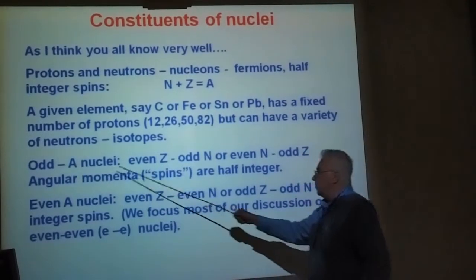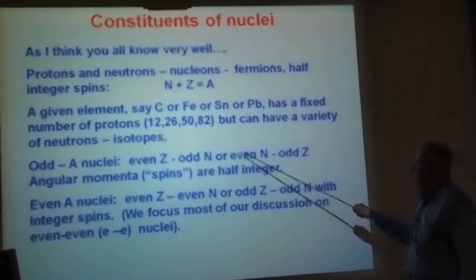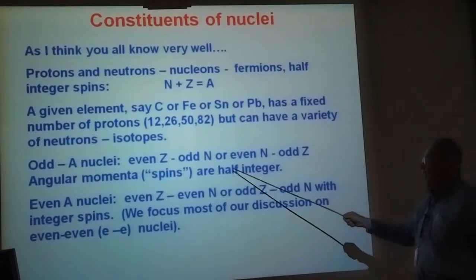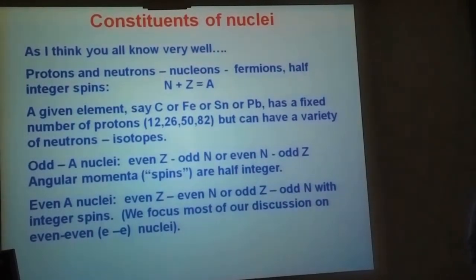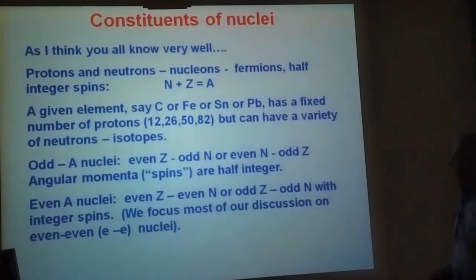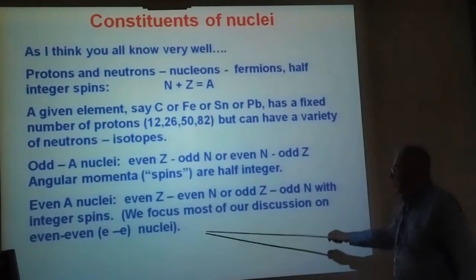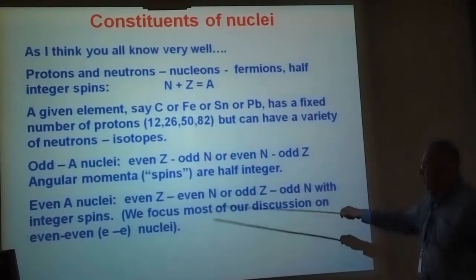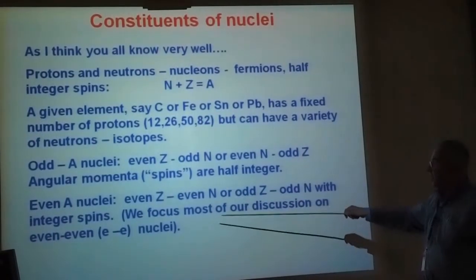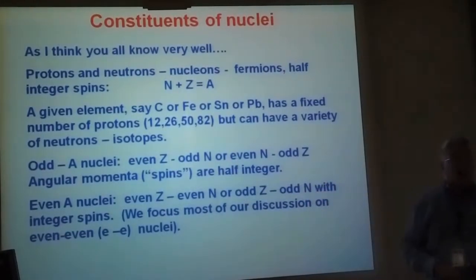Nuclei with odd numbers of nucleons, either even z odd n or even n odd z, have half-integer total angular momentum because fermions have half-integers. Nuclei that are even in both or odd in both have integer spins. We'll focus most of our discussion on this, except for today, where we'll focus mostly on the motion of individual nucleons in the nucleus.